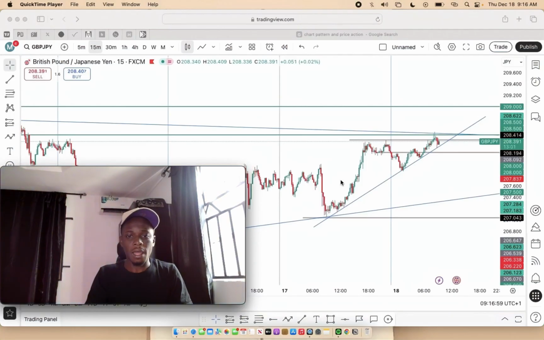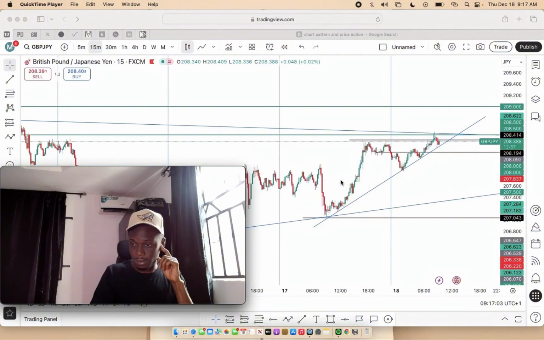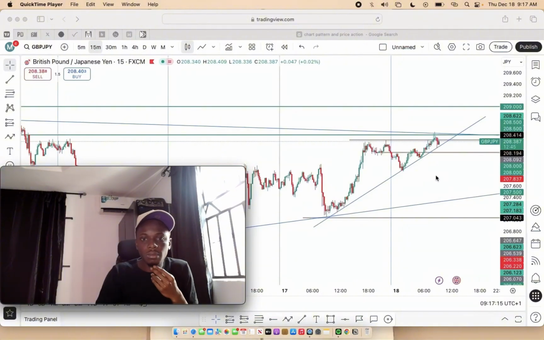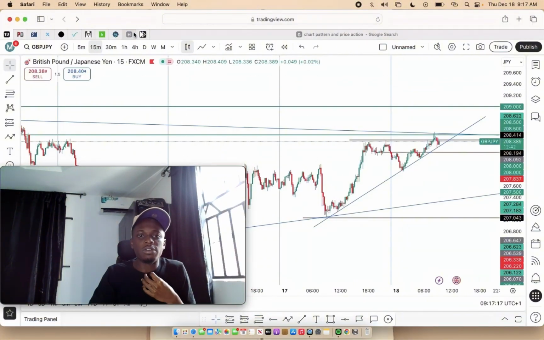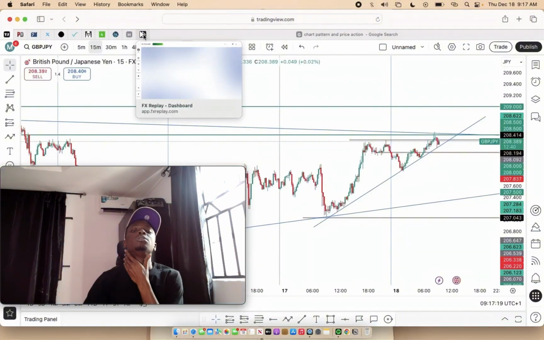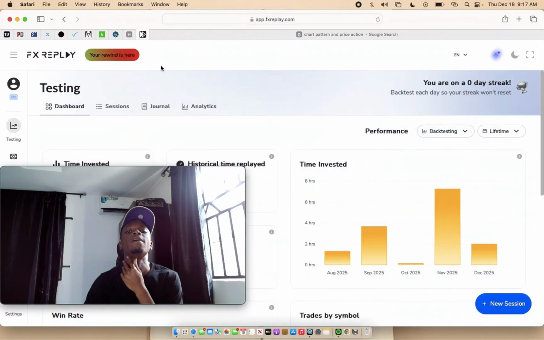But yeah, first of all, I'll explain the confluences here, what they are, and then we'll get straight to how to use them in the chart. For this backtest session, I'll be using FX Replay.